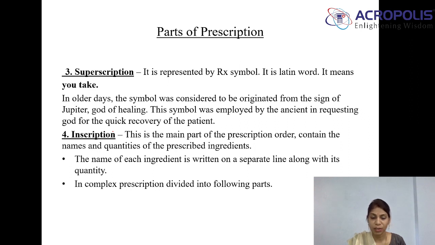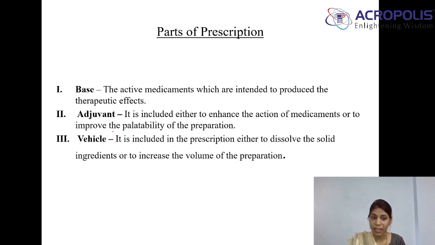And the next part, fourth, is inscription. This is the main part of the prescription, containing the names and quantities of the prescribed ingredients. The name of each ingredient is written on a separate line along with its quantity. In a complex prescription, it is divided into the following parts: first is base, second adjuvant, third is vehicle.